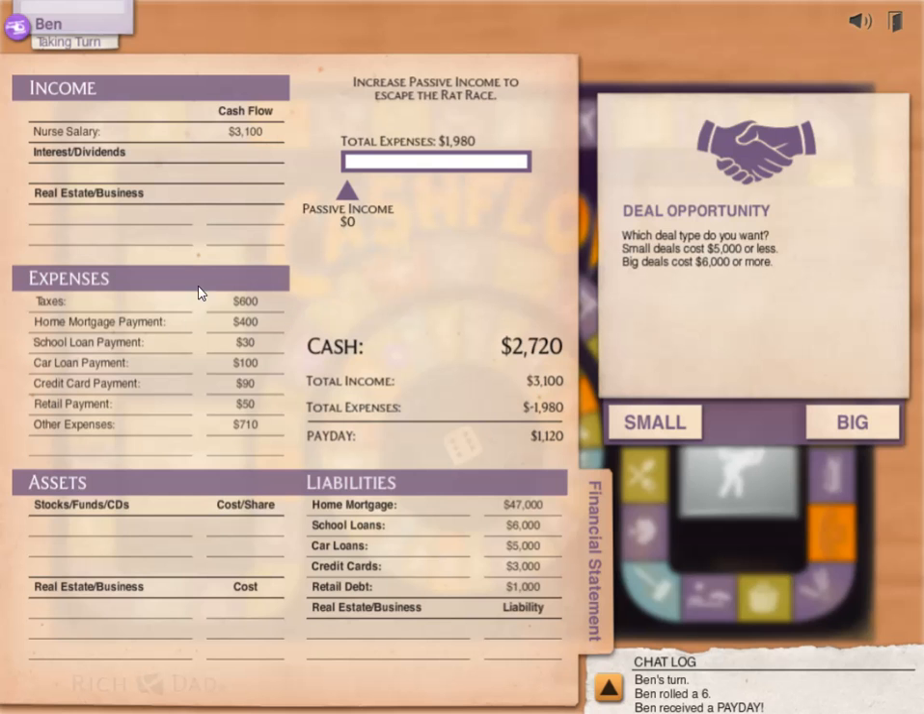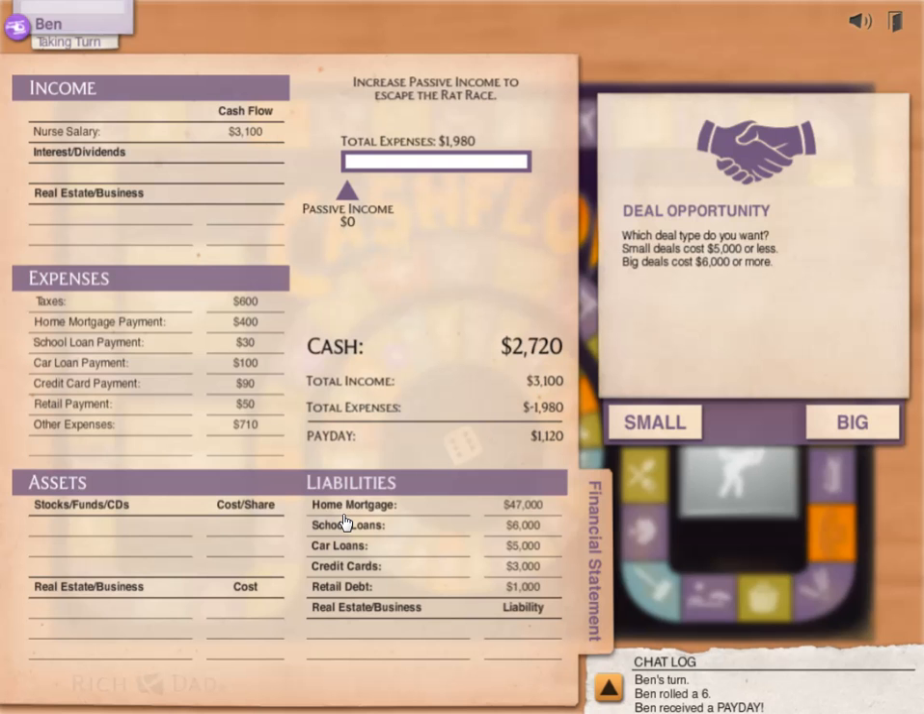And here we've got our balance sheet basically. So we can see how much income we're earning. So it says here that we're a nurse and we earn $3,100 per paycheck, and it talks about all of our expenses. So we've got taxes and mortgage repayments and whatnot. And at this stage we've got no assets of any kind, but we have got a whole bunch of liabilities. So Robert Kiyosaki is quite big on assets and liabilities, talking about cash flow.